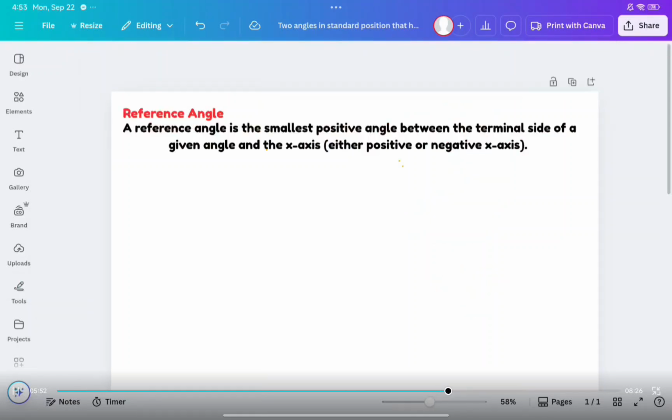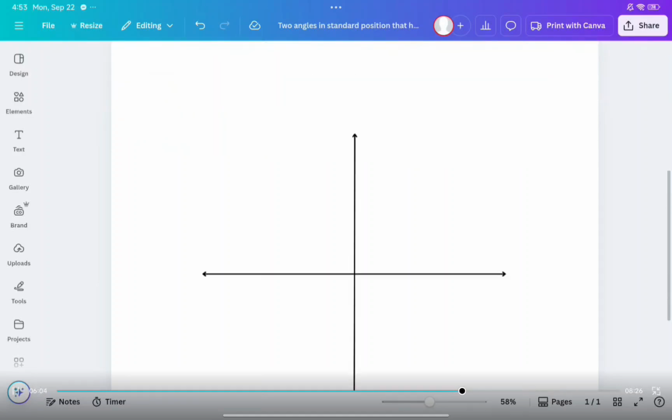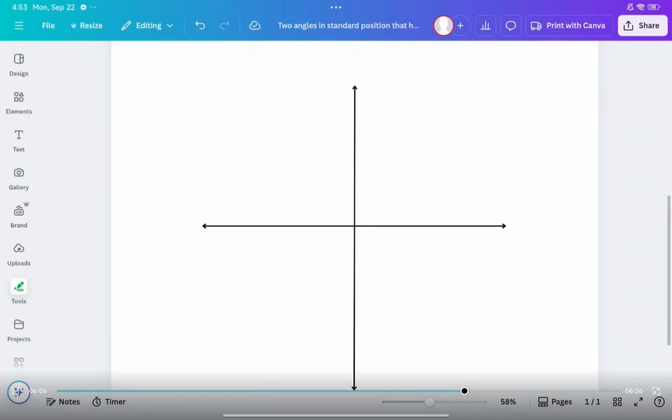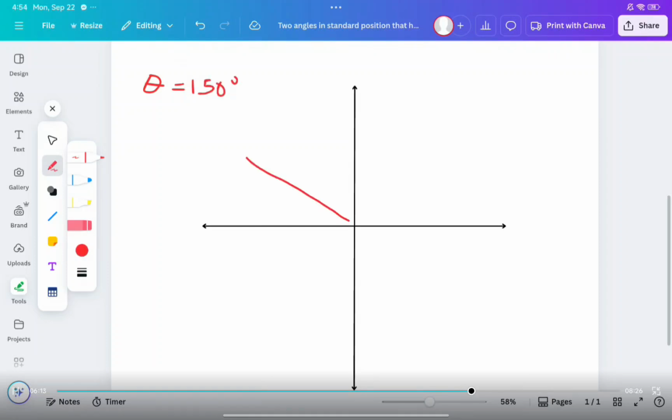So now let's proceed to reference angle. A reference angle is the smallest positive angle between the terminal side of a given angle and the x-axis. It's either the positive or negative x-axis. Here's an example. We have positive 150 degrees, so it's on quadrant 2.